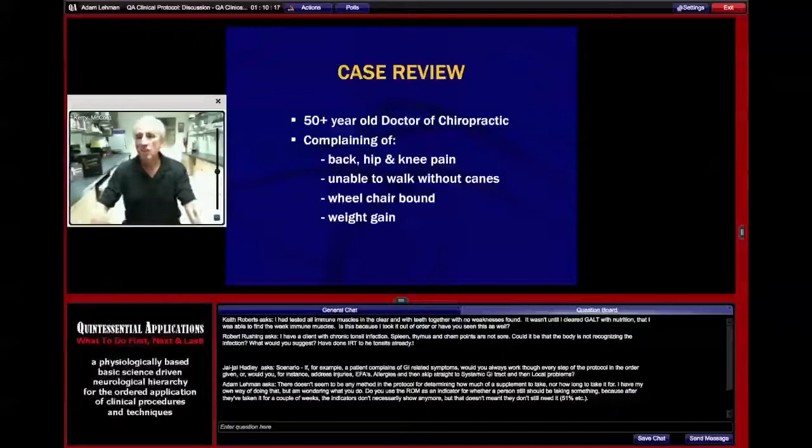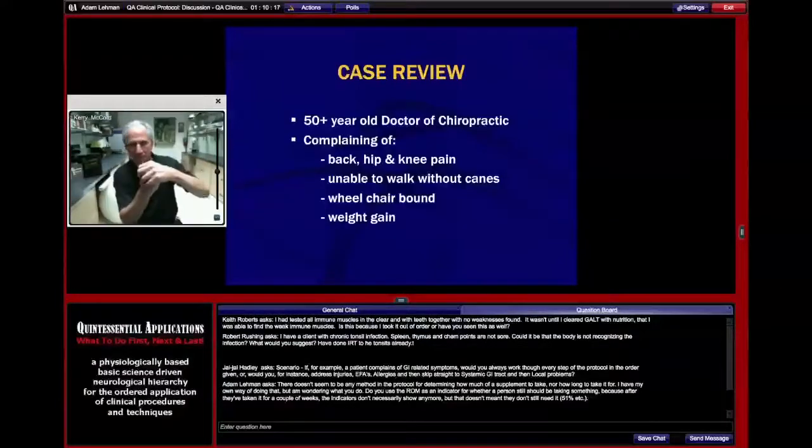Well, here's another one. A 50-plus-year-old doctor of chiropractic complained of back, hip, and knee pain. He was unable to walk without canes. Now, why was that? He was only able to walk with canes for a couple of steps because he had an invaginated acetabulum. Now, what that means is, and I've never seen one of these, I've just read about them, that the head of the femur went right through the acetabulum, the socket, and invaginated it.